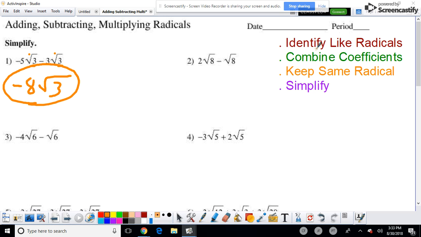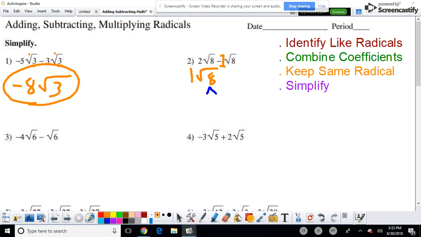Number 2, we are already given like radicals again, so let's combine the coefficients. We've got 2 and nothing. All right, so what do I do? Well, we're going to put a 1. That's always going to be understood to be a 1 as a coefficient. If nothing's there, you always put a 1. Now let's combine them. 2 minus 1 is 1. Keep the same radical, radical 8.